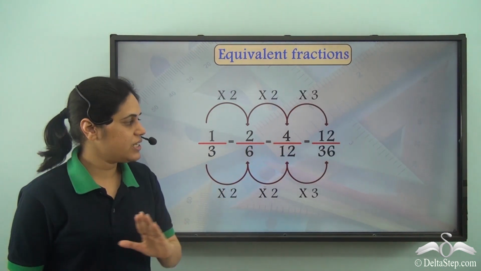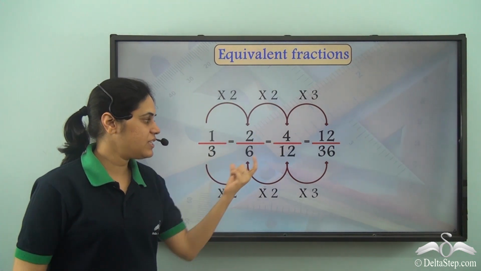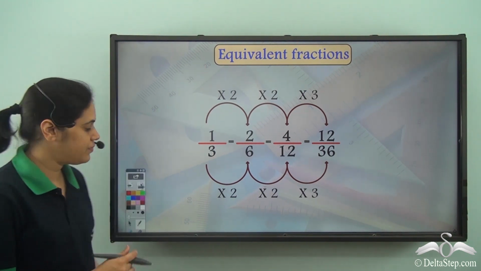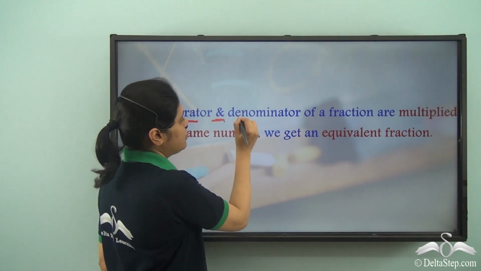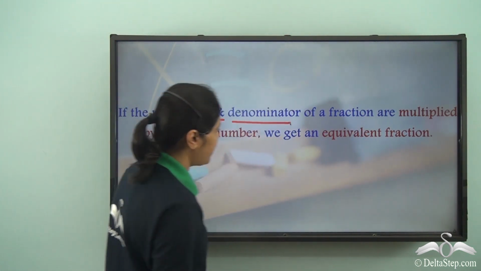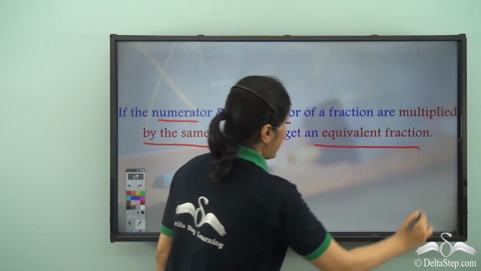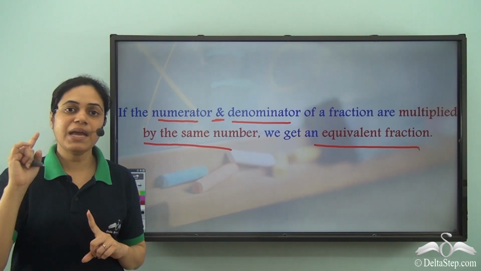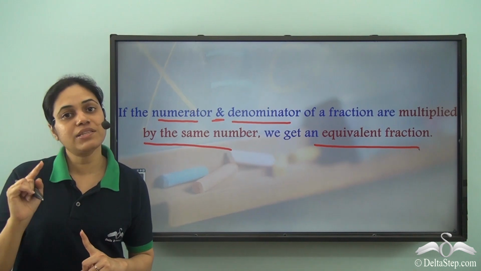So all of these are equivalent fractions and we get them by multiplying the numerator and denominator by the same number. So if the numerator and denominator of a fraction are multiplied by the same number, we get an equivalent fraction. So remember, you need to multiply both numerator and denominator by the same number.